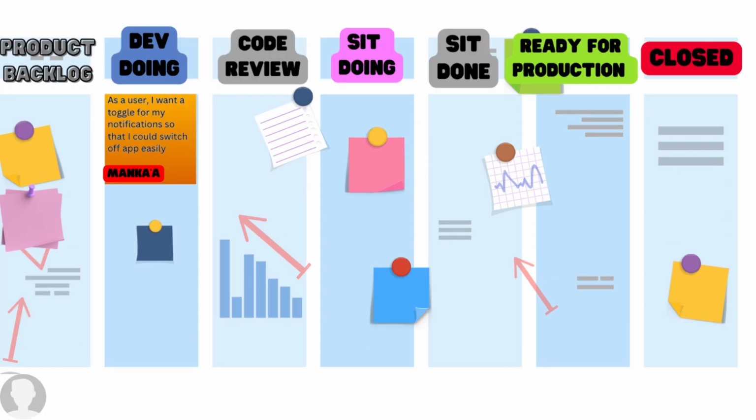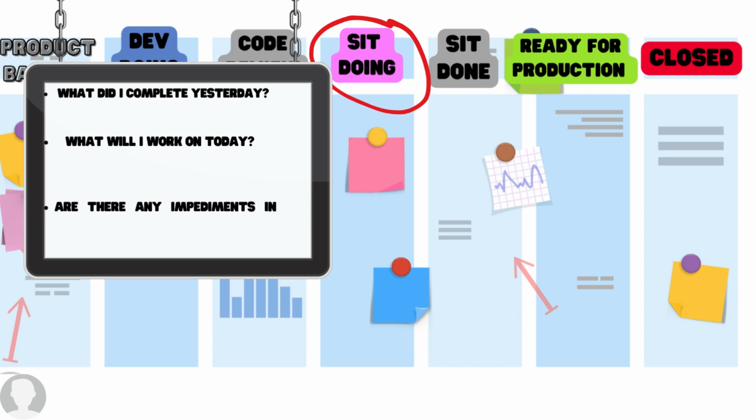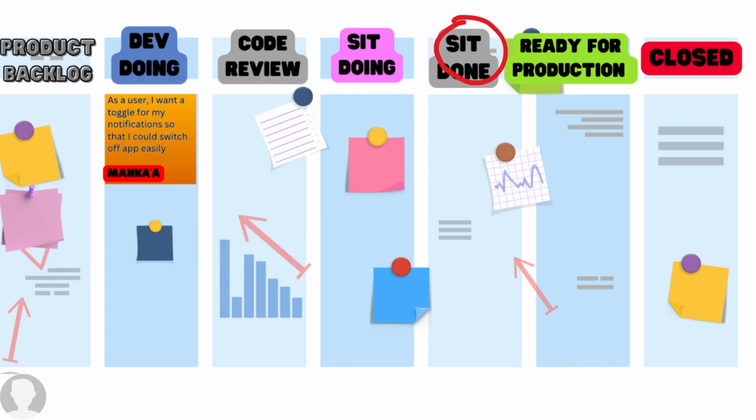The next board column will be the SIT doing. I'll follow up with the SIT team members with the main three questions. What were they working on the previous day? What are they going to work on today? And what's impeding their flow? Also, I get an estimate on when they'll be done with the stories in the SIT doing column, so we can move them to the SIT done column.